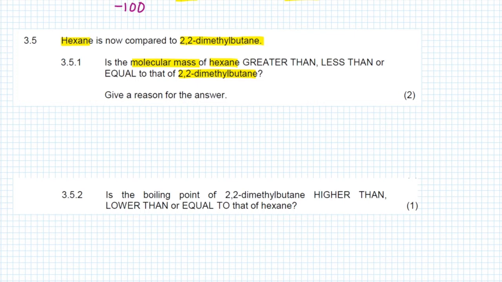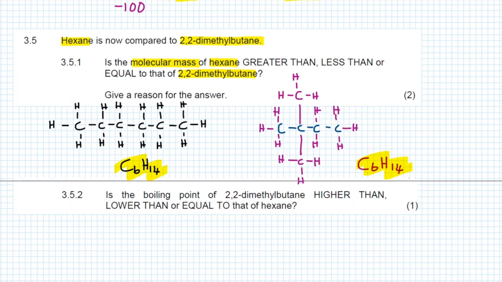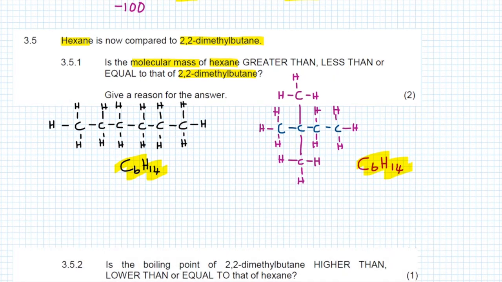When we draw out the structural formulae and compare the molecular formulae, we find that the molecular formulae are exactly the same. They both contain the same number of carbon atoms and the same number of hydrogen atoms. The correct answer to question 3.5.1 is therefore equal to, so we write down the words equal to, and we need to give a reason as well.